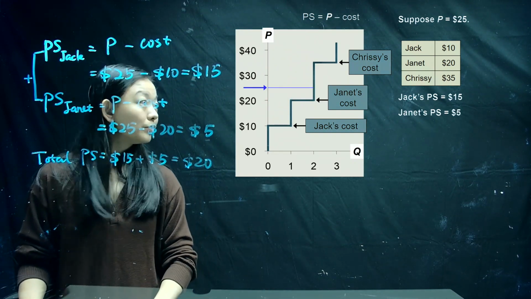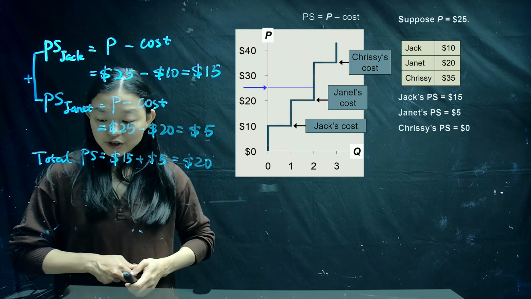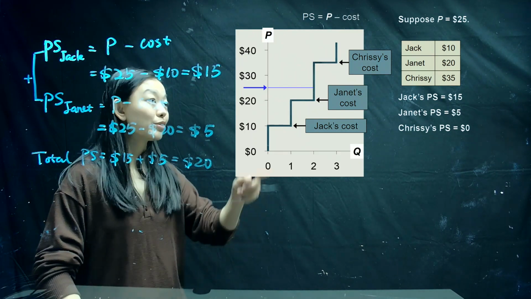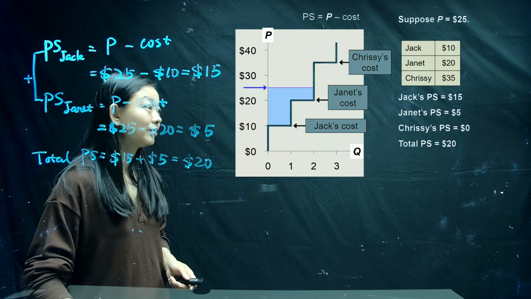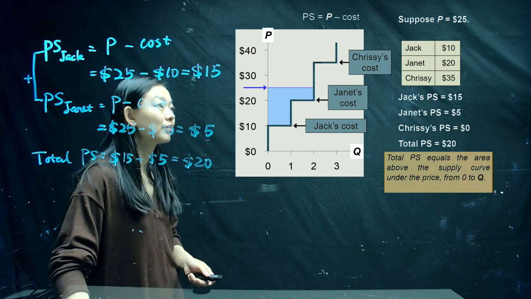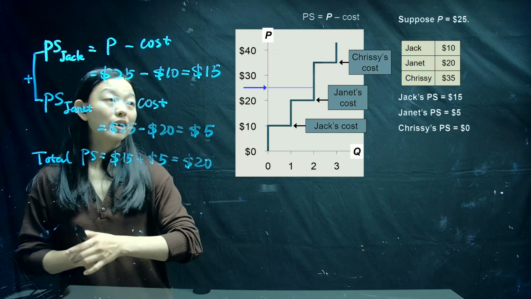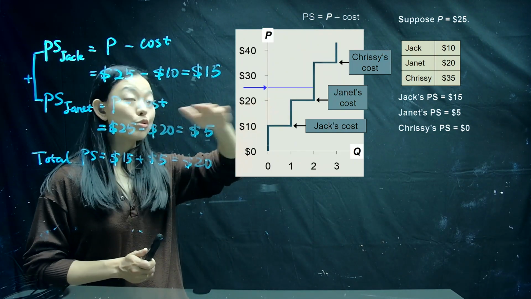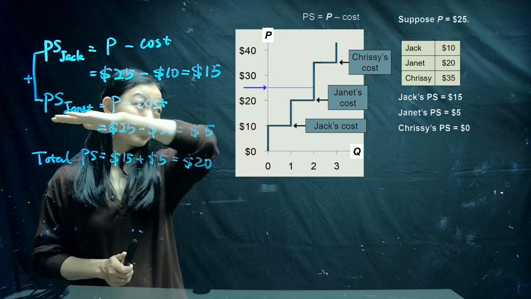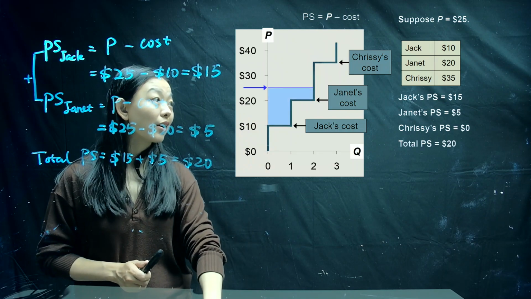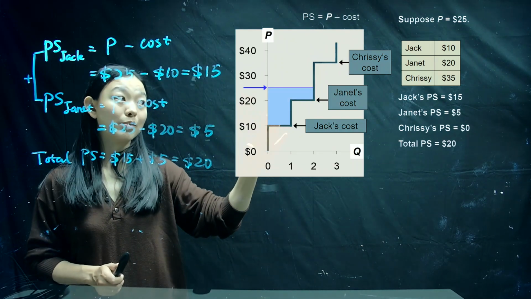So let's see how to measure this total surplus also from the graph. You can get the total surplus from the graph if you draw a horizontal line across 25, okay, across 25. And then you can find out the area will be like this shape, okay?